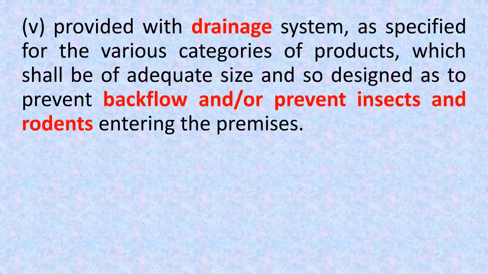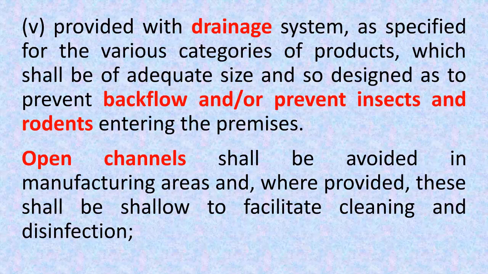5. Provided with drainage system, as specified for the various categories of products, which shall be of adequate size and so designed as to prevent backflow and prevent insects and rodents entering the premises. Open channels shall be avoided in manufacturing areas and, where provided, these shall be shallow to facilitate cleaning and disinfection.